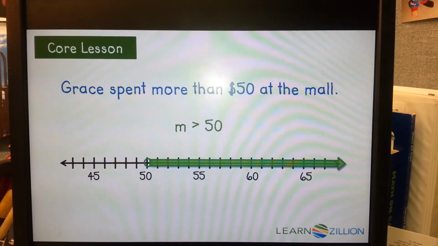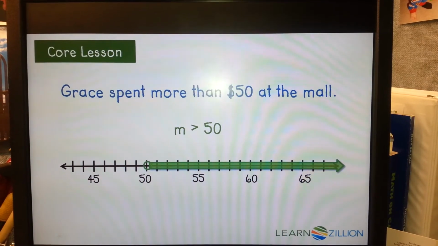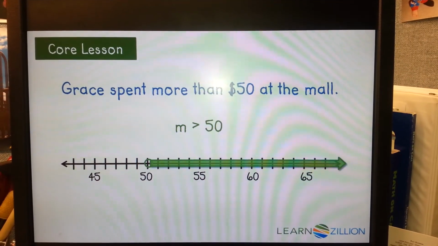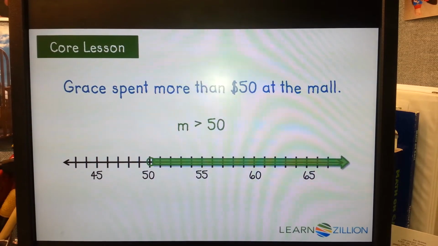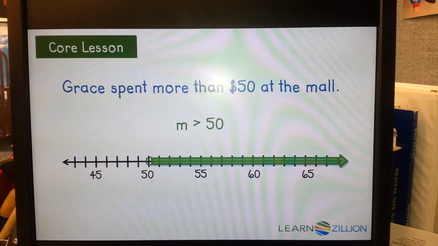The advantage to creating a graph is being able to see the values that Grace could have spent. Here we can see that she could have spent $65 or $53.25. All of these values we can see on our graph are greater than 50.